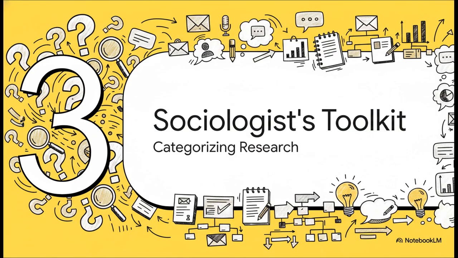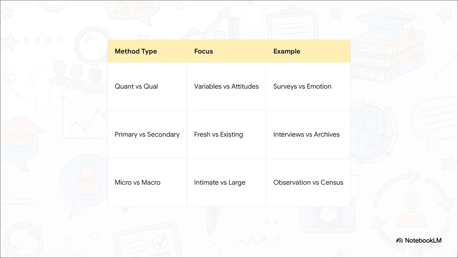All right, Section 3, the sociologist toolkit, categorizing research. Because the social world is so complex and has multiple truths, there's literally no single magical road to sociological truth. Instead, researchers use a toolkit of different methods for different questions. For instance, we have quantitative methods for measurable things. Think income averages or demographics. Then we have qualitative methods for abstract things, like shifting political attitudes or emotions. I mean, a survey is great for numbers, but it's terrible for capturing human nuance, right?